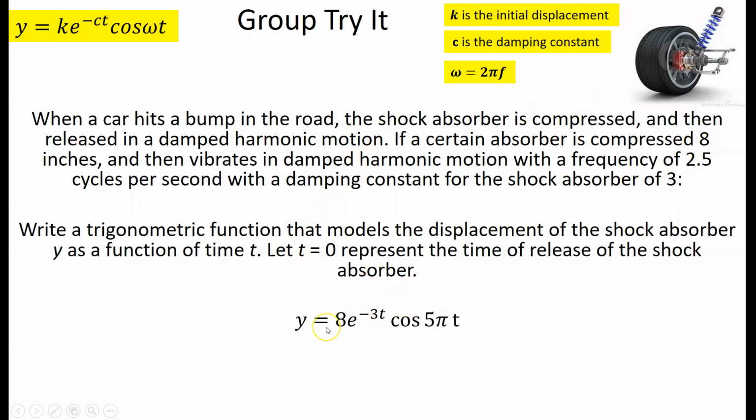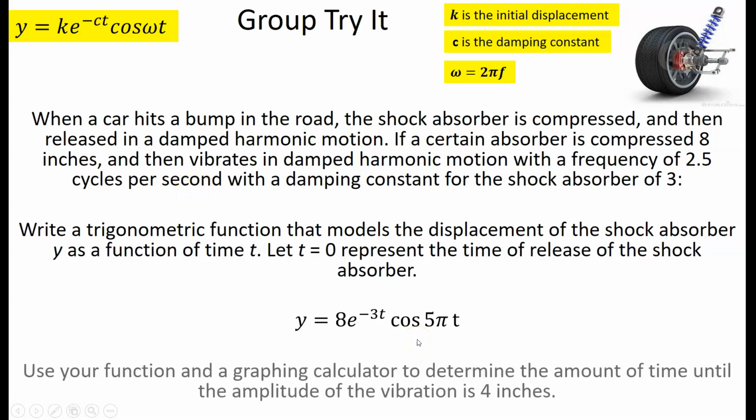All right, you should have an 8 here. You should have a -3 here. You should have ended up with an omega of 5 pi. Again, it's 2 pi times the frequency, which in this case, where did we have our frequency here? Oh, here we go, 2.5 cycles per second. That's your frequency. So that's how I came up with that right there.